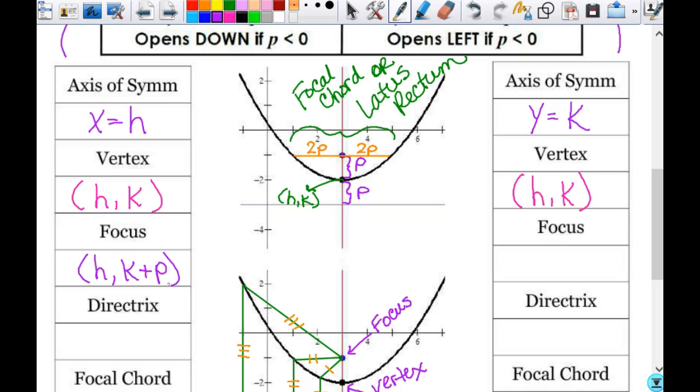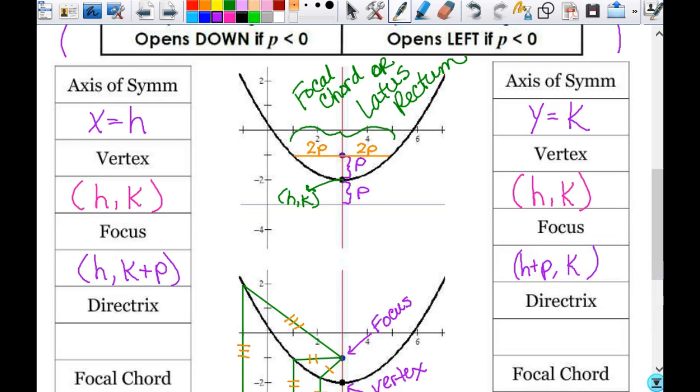So let's talk about this. If it opens left or right, then what is that going to look like? h plus p, comma, k. And you can see that from up there.